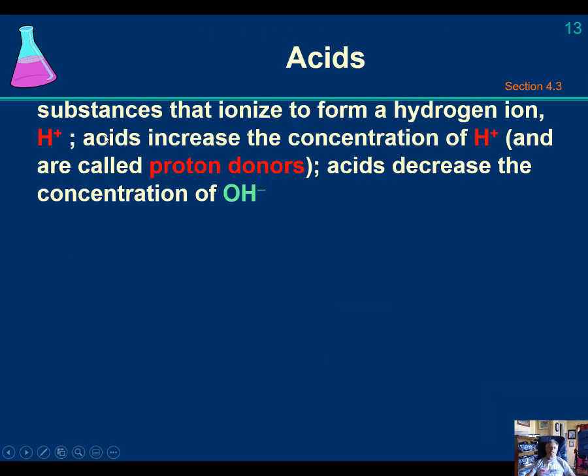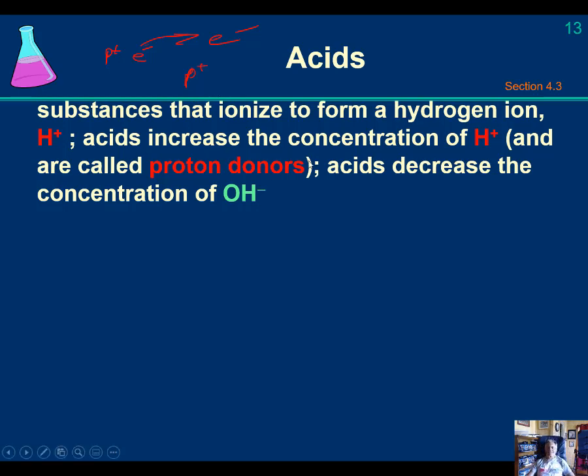So acids, substances that ionize to form a hydrogen ion. H plus is a hydrogen ion. Acids increase the concentration of H plus, and we call them proton donors because if you think about it, if hydrogen is a proton and an electron, and you take away the electron, all you have left is that positively charged proton. And so we call acids proton donors.